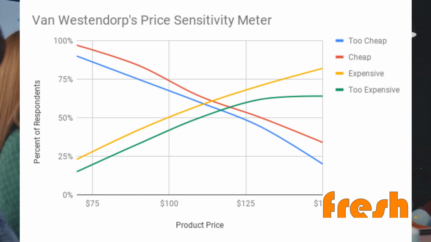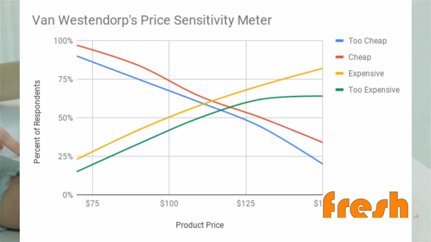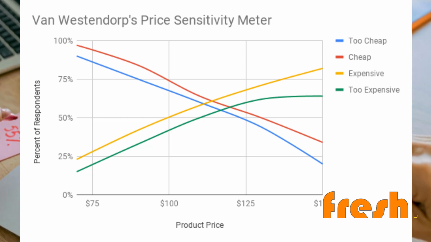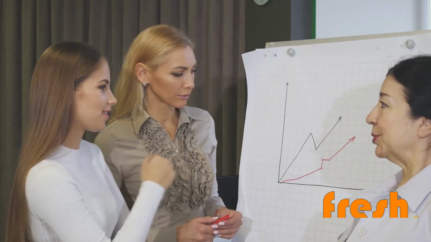Next, find the indifference price point, or IPP, where the too cheap and too expensive curves intersect. This point shows the balance between people who think the price is too low and those who think it's too high. It often serves as a neutral price where perceptions of underpricing and overpricing are balanced.